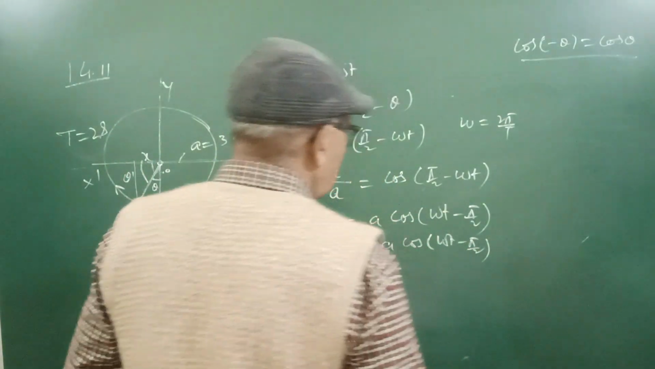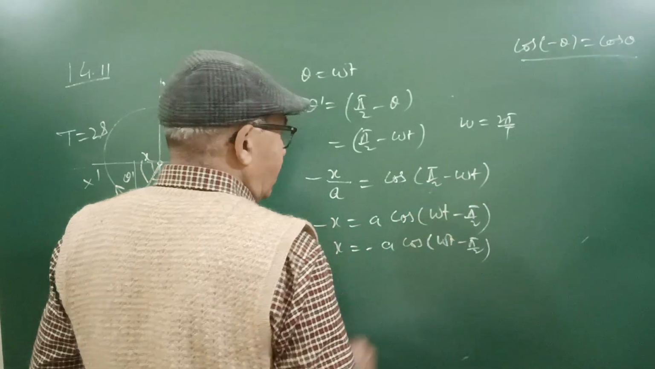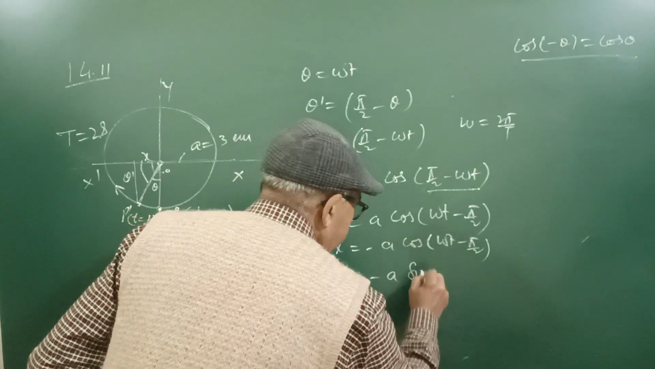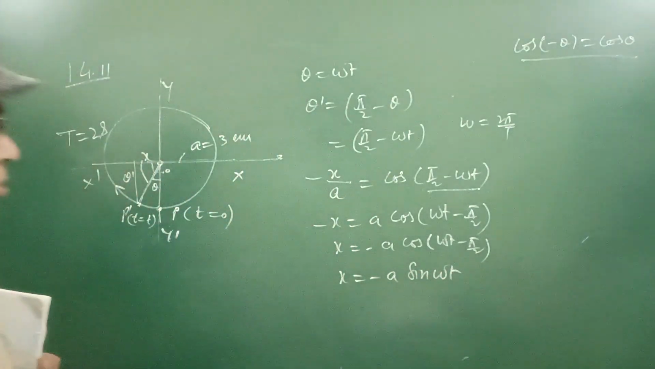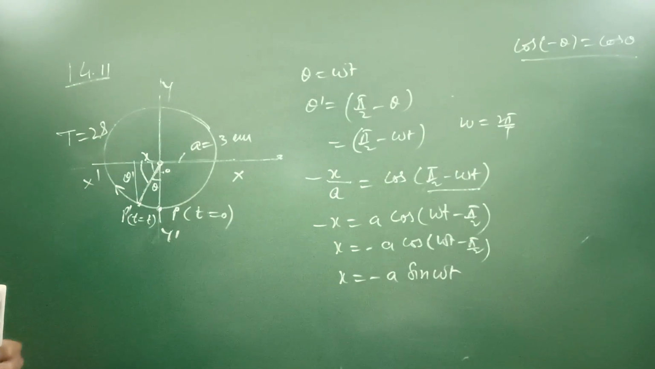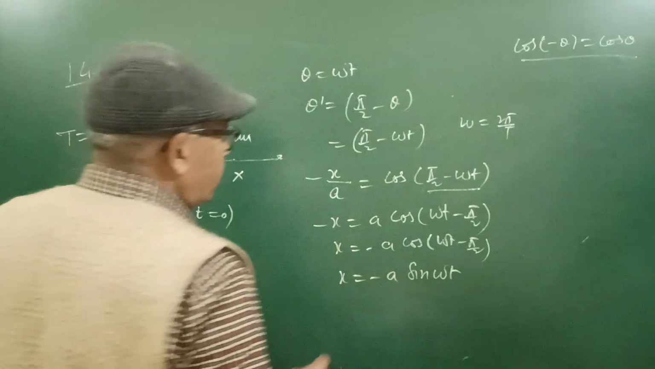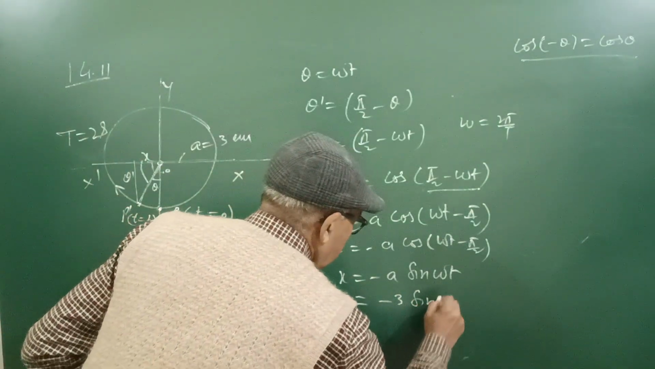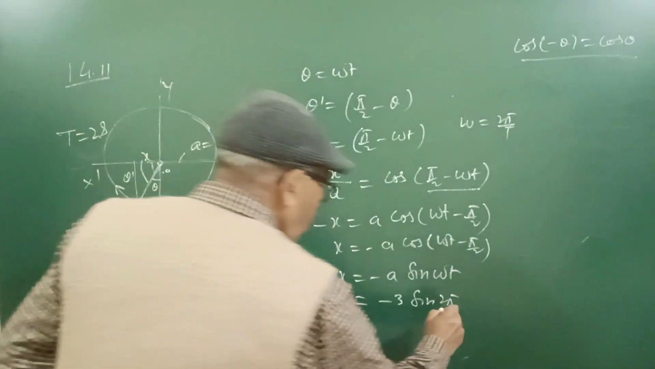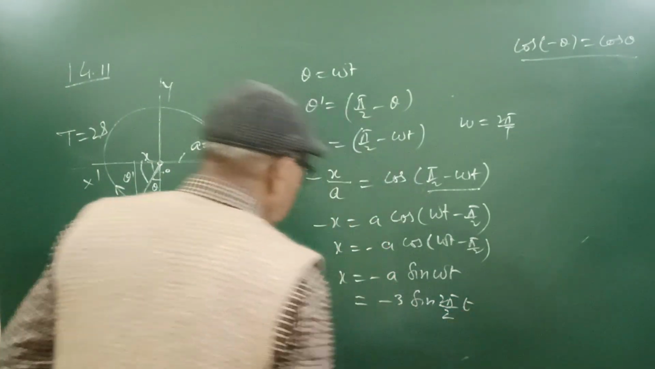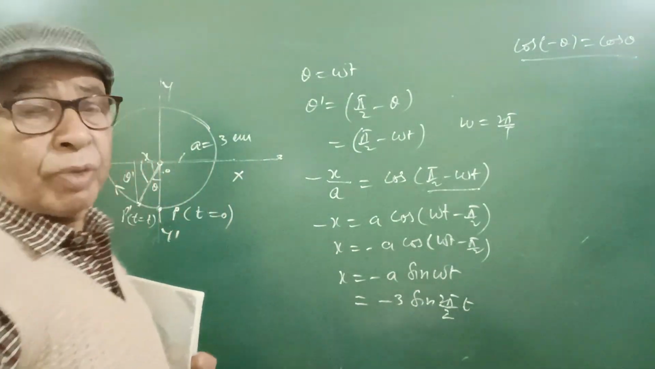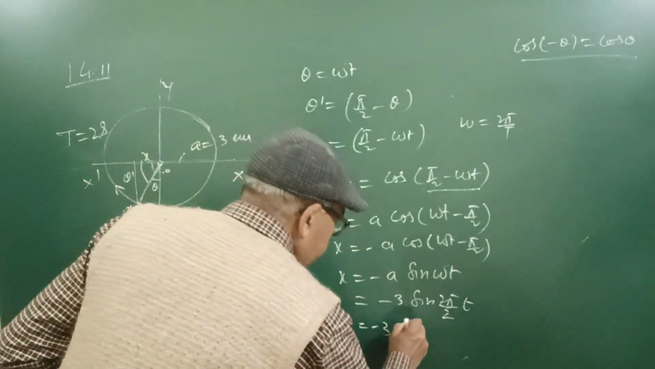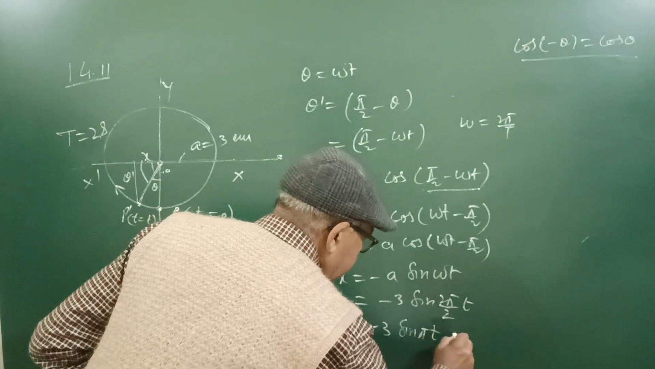Or cos(90 minus theta) can also be sin theta from here. Or it is equal to x equal to minus a sin omega t. The motion is anti-clockwise. Here a is 3, so minus 3 sin(2 pi upon 2 into t). So our answer will be x equal to minus 3 sin pi t centimeter.